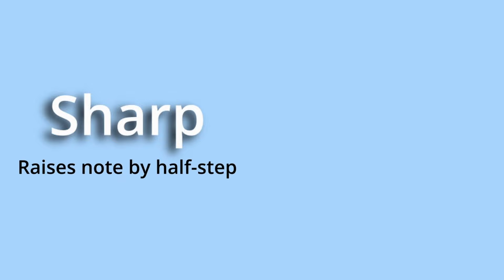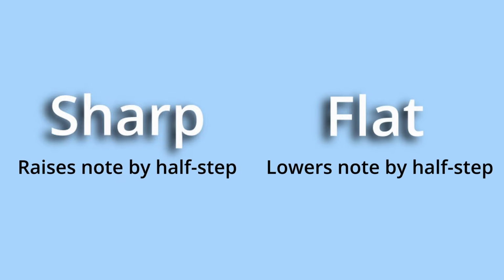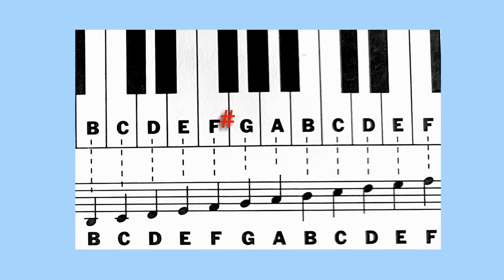A sharp raises a note by half a step, and a flat lowers a note by half a step. So if you add a sharp to F, you get F sharp. If you add a sharp to C, you get C sharp. If you add a flat to B, you get B flat. And if you add a flat to A, you get A flat. There are some cases where you would call a B flat an A sharp, or an A flat a G sharp, or a C sharp a D flat, or an F sharp a G flat. But I'm not going to get onto that today because that is for more advanced learners.